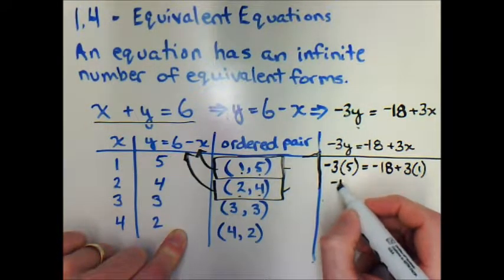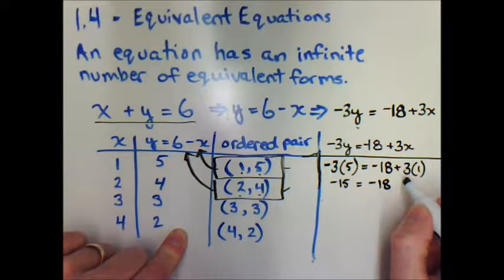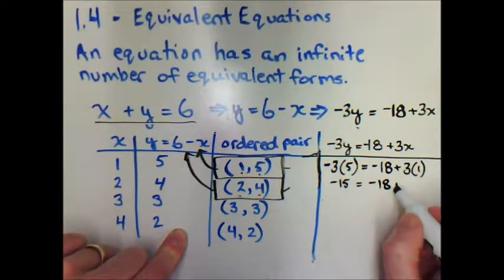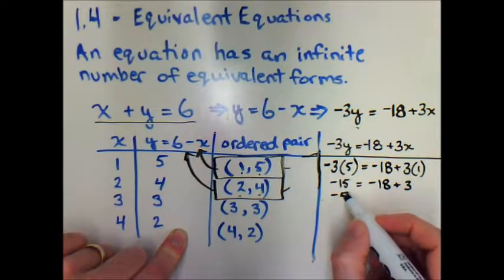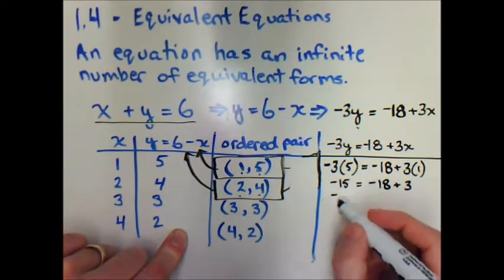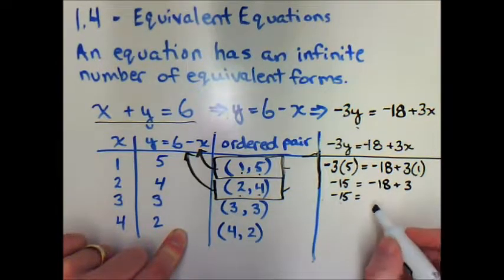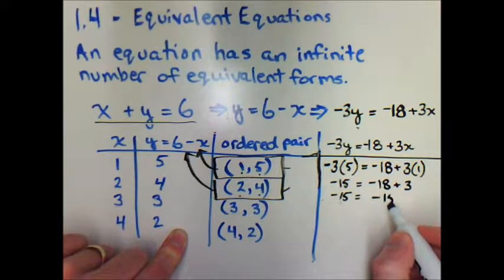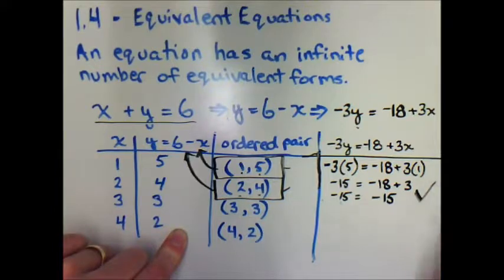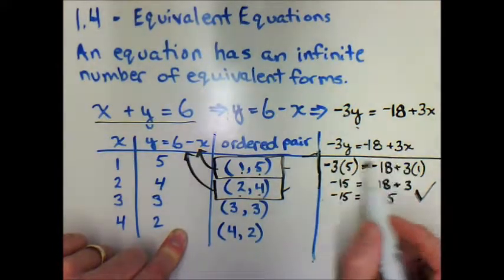-3 times 5 is -15. 3 times 1 is 3. So we do have -15 equals -18 plus 3. So I'm at -18, but I'm going to bounce toward 0 3 bounces. That's going to be -15. And that's a true statement. So the ordered pair 1, 5 does satisfy this equation.